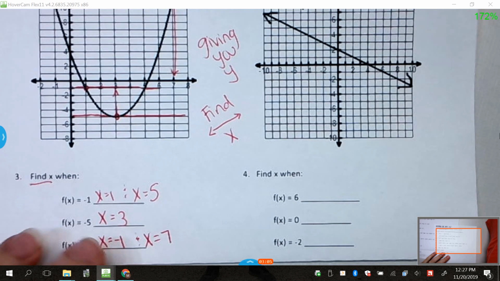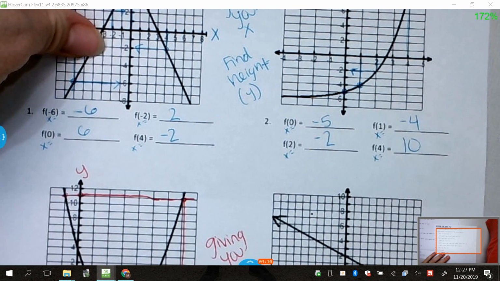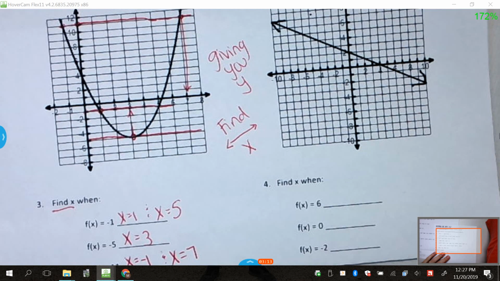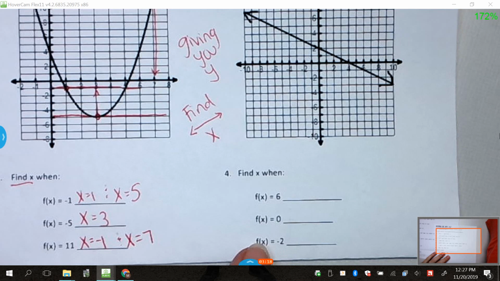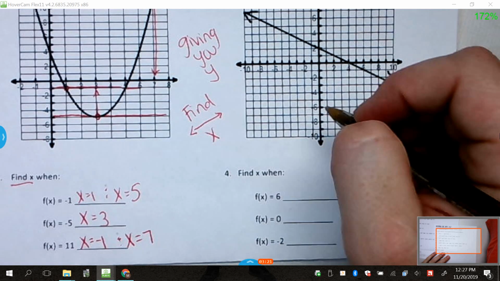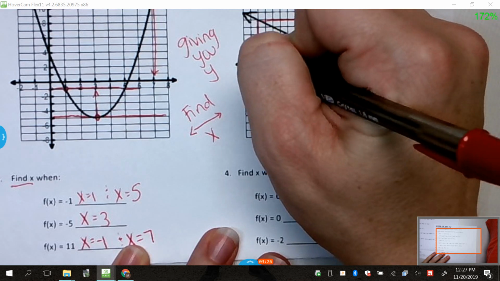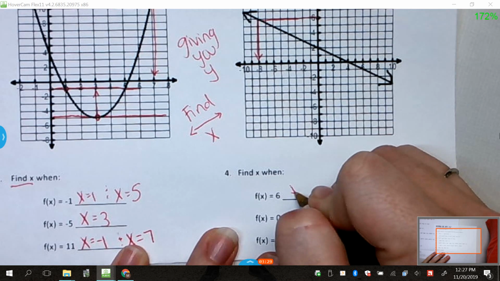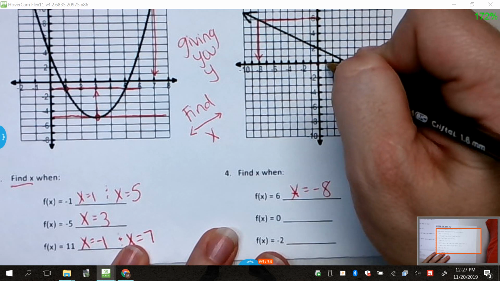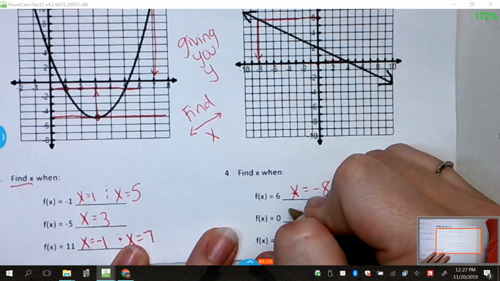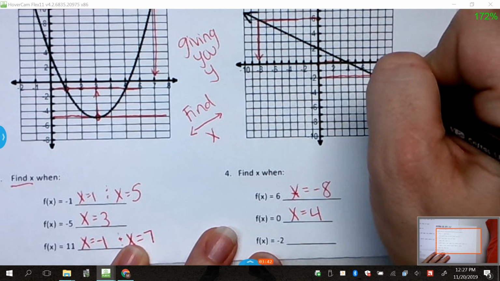Okay, when it's quadratic or even absolute value, you could have more than one answer, so just make sure you're paying attention, like on this one. Okay, so here it says find x when y equals 6. So y is 6 here, and it's a height of 6 here, which is at -8. Okay, here's a height of 0, so it's over +4. And a height of -2 is x equals 8.